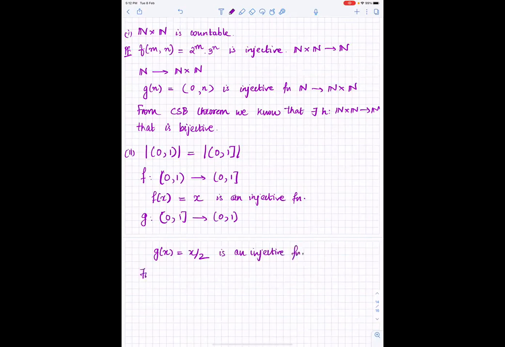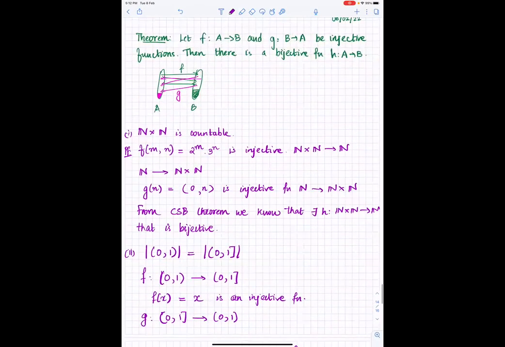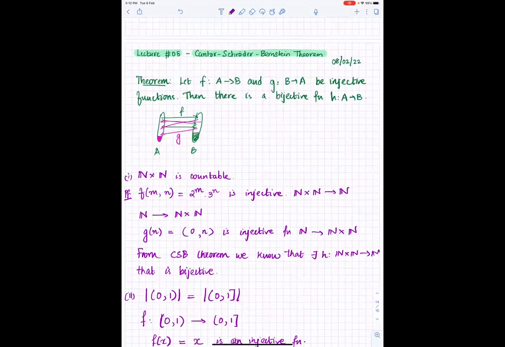Now from the theorem, we know that the cardinalities of these two intervals must be the same. So even these simple statements, which seemed difficult to prove earlier on, with this theorem seem super easy, right?